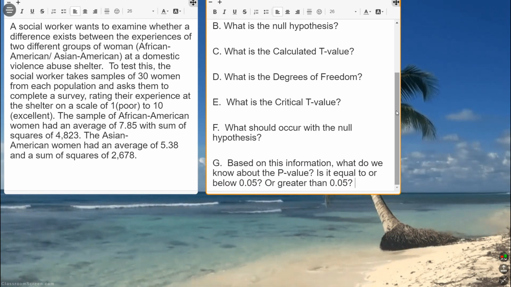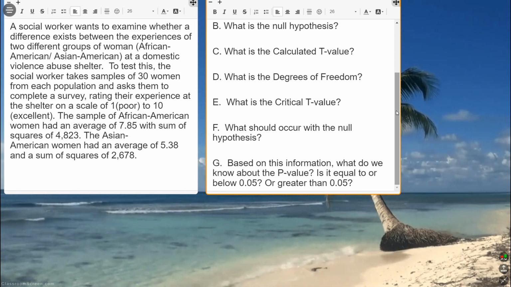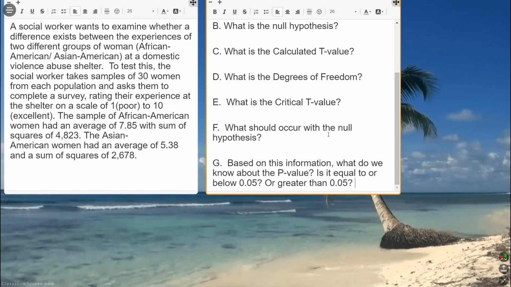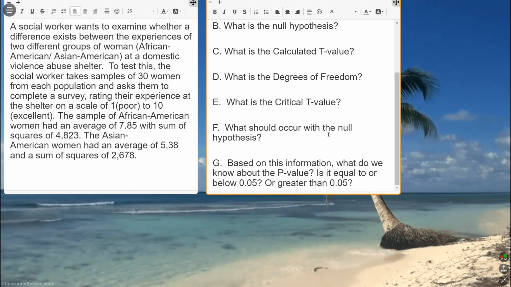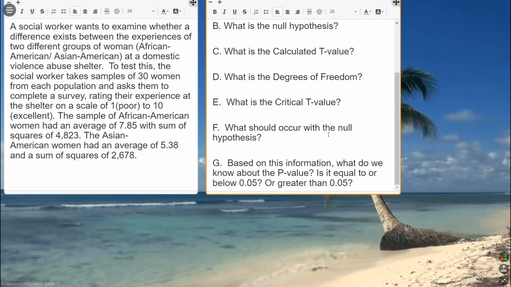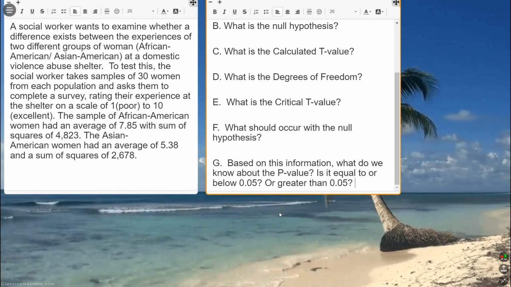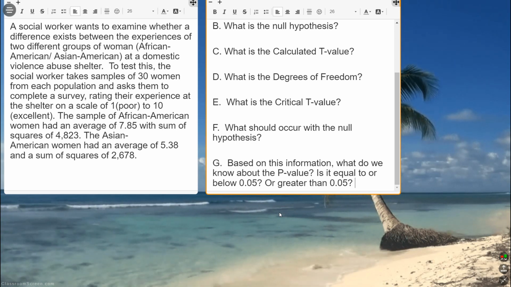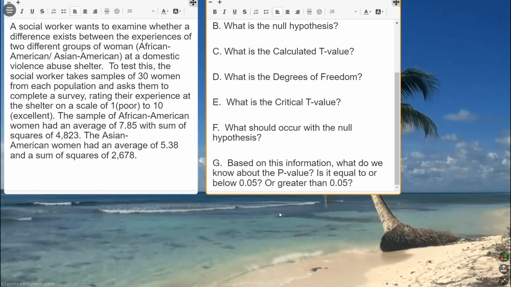F, once you have the calculated and the critical t-values, what should occur with the null hypothesis? And finally, G, based on this information, what do we know about the p-value? Is it equal to or below 0.05 or greater than 0.05? I think you have all the information you need at this point to figure this out. So see if you can begin to piece this together, and then we'll be back with the answers.